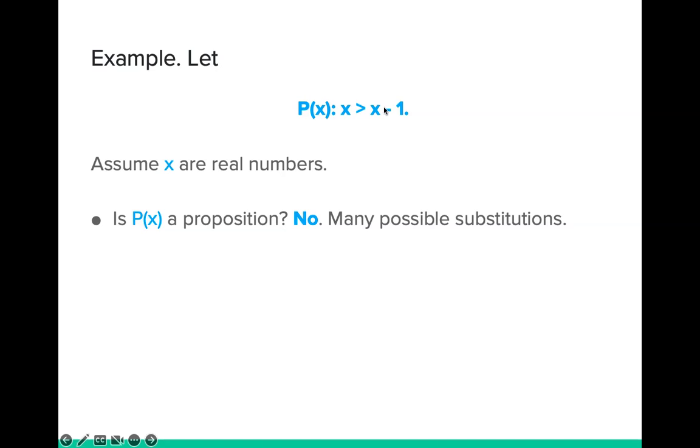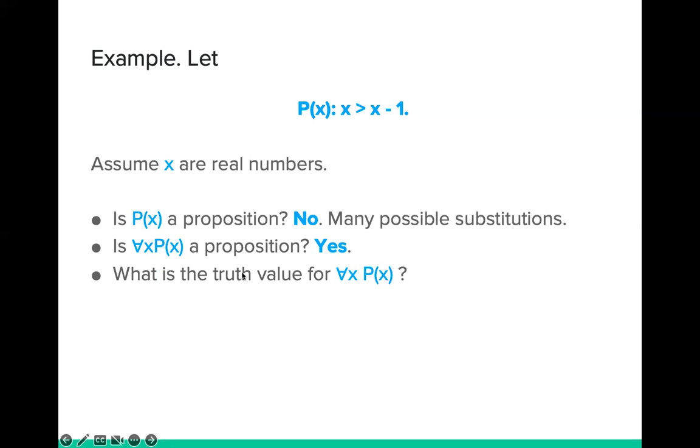At this point, no, because we cannot confirm whether P of x is true or false, and x has many possible substitutions. It will only be a proposition once we assign a value to x. But given the statement for all x, P of x, given that x is in D, which is the real numbers, we can say yes, it is a proposition, because this statement has a truth value.